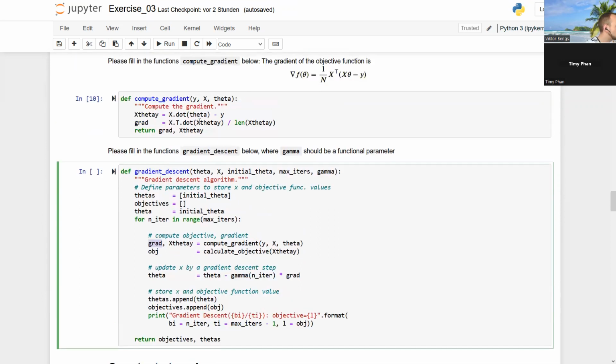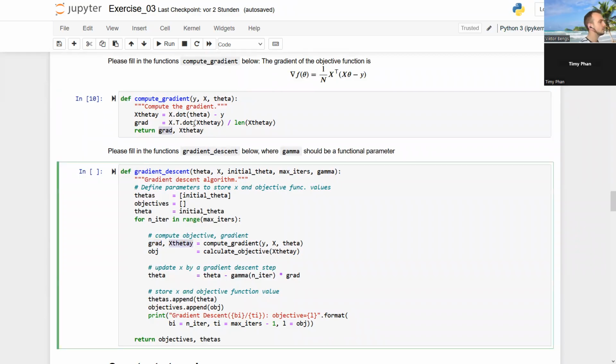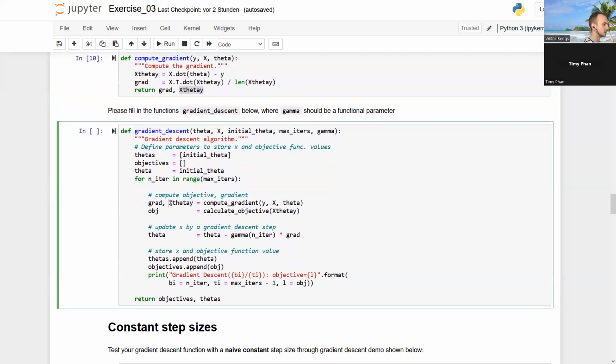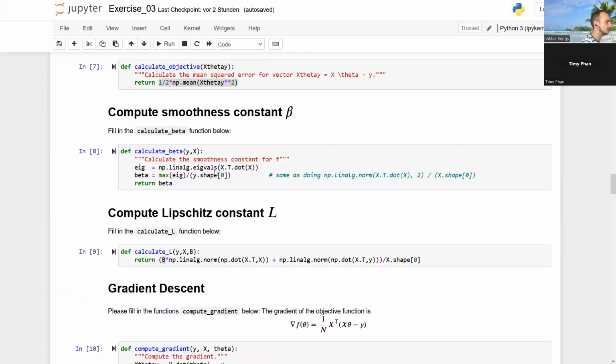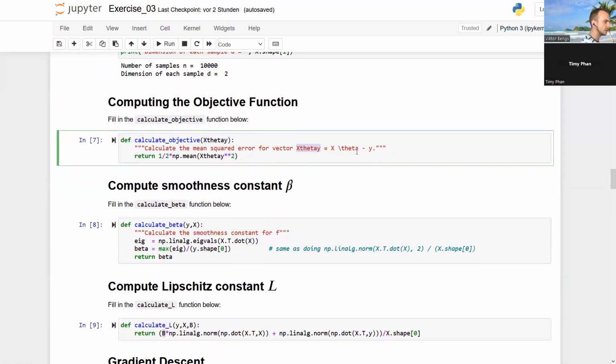The gradient is computed via our function here, compute gradient, which we get as the first input. And here we computed also the x theta minus y value, which we can conveniently also return as a second return statement, which we get here. And if we have this here, we can plug it into the objective function, because this is how we specified the objective function, that we simply already plug in the x theta minus y vector.